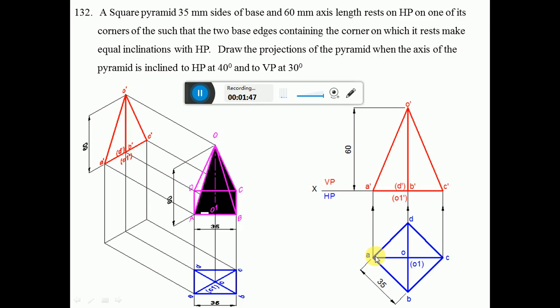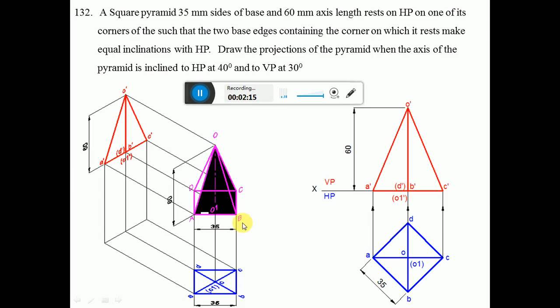Suppose it is resting on A dash, or on C dash, it will make the same angle. That is the meaning of the two base edges containing the corner on which it rests making equal inclinations with HP. Since all the base edges are resting on HP, they become parallel to HP, so I can see the true shape in the top view.